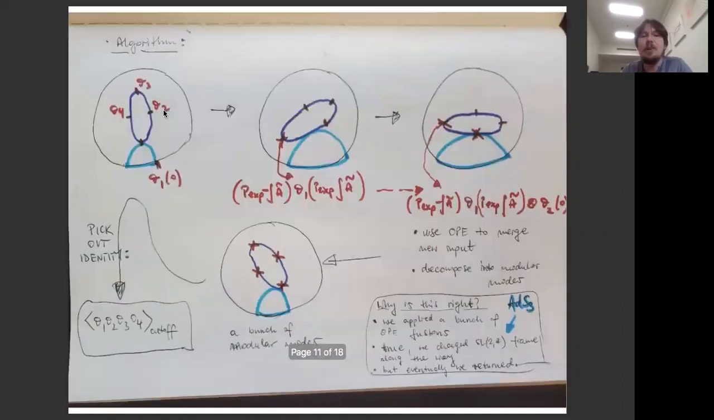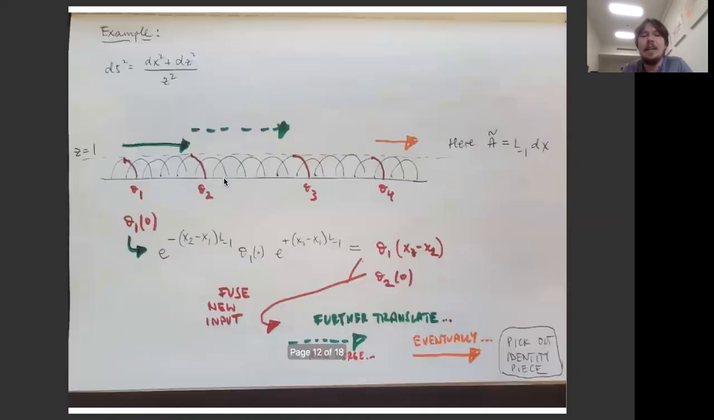So rather than working in global AdS like I did here, let's work in Poincaré. And imagine them again computing some 4-point function.